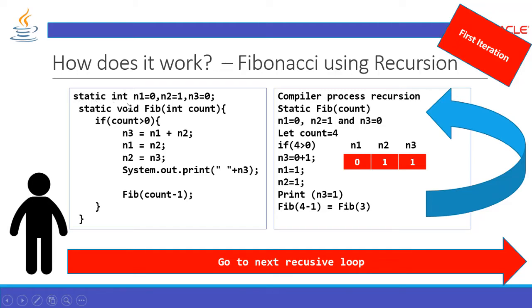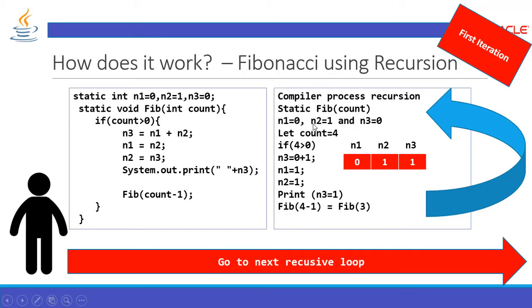Static int n1, n2 and n3. These are the initial numbers we consider. Now fib is a method where we have the count. This is nothing but the limit of the series. Now, if count is greater than 0, this is the if condition, and n3 equals n1 plus n2, and n1 equals n2 and n2 equals n3. So in the first iteration inside the compiler, let's take a look at how it works.